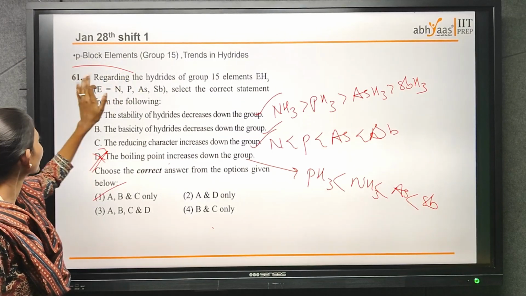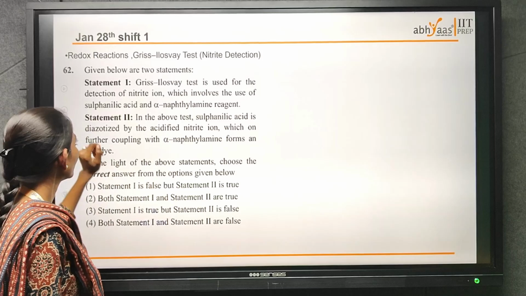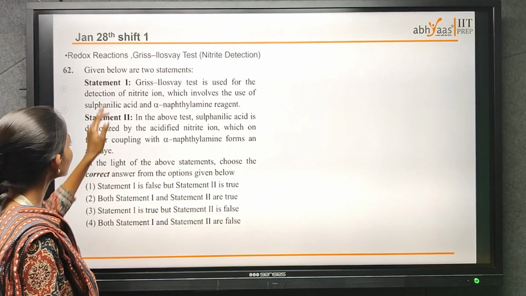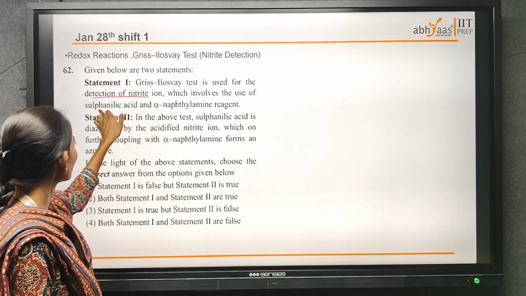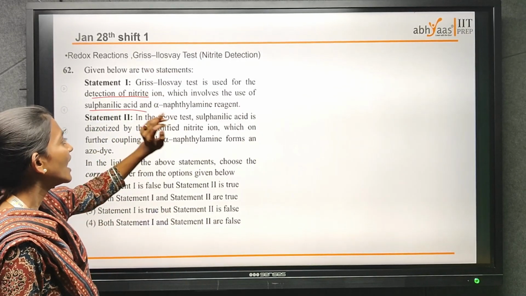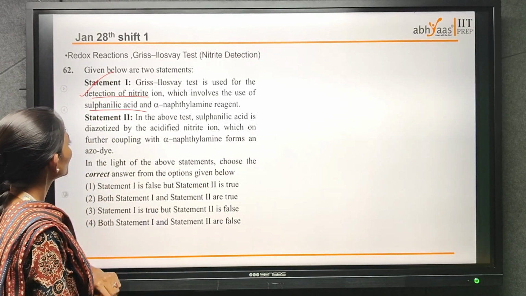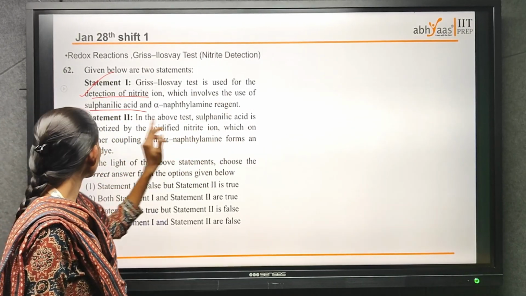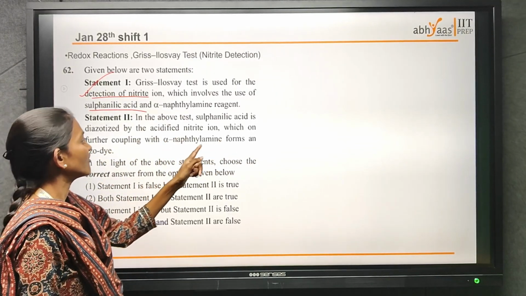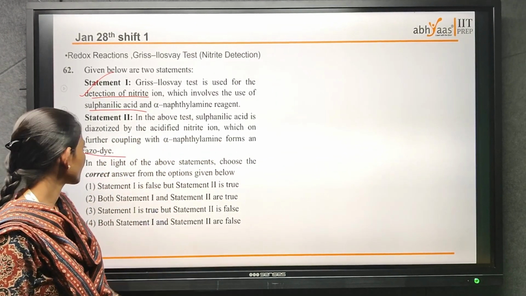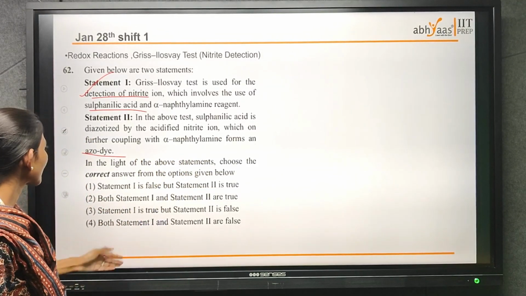This question is from redox reactions, statement based again. Given below are two statements. Griess-Ilosvay test is used for the detection of nitrite ion, which involves the use of sulphanilic acid and alpha-naphthylamine reagent. This statement is true. And statement 2: In the above test, sulphanilic acid is diazotized by the acidified nitrite ion, which on further coupling with alpha-naphthylamine forms an azo dye. Generally, coupling with alpha-naphthylamine forms a red azo dye, which is completely true.